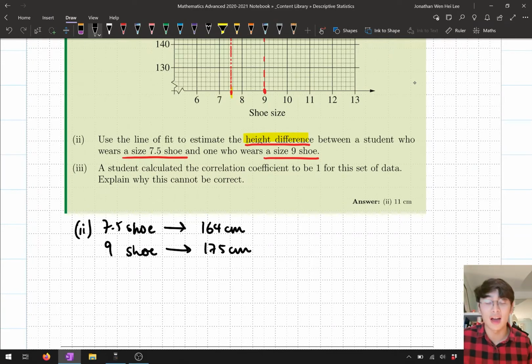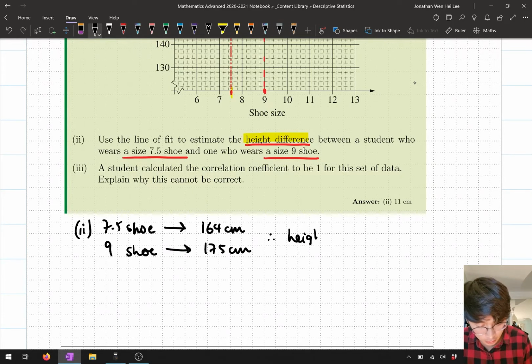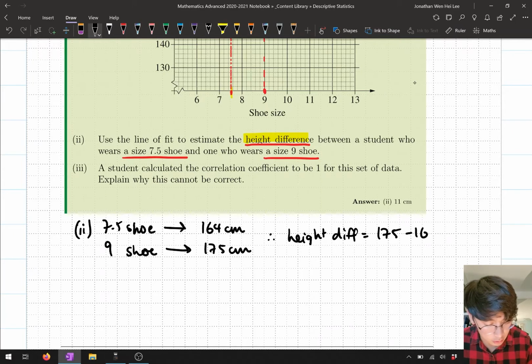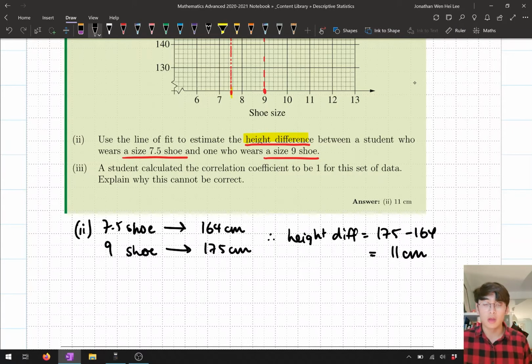And so if we want to find the height difference, all we need to do is subtract the two. So therefore, height difference is equal to 175 minus 164, which happens to be 11 centimeters. Okay, so that's how we can use our line of best fit to find information based off of the line of best fit.